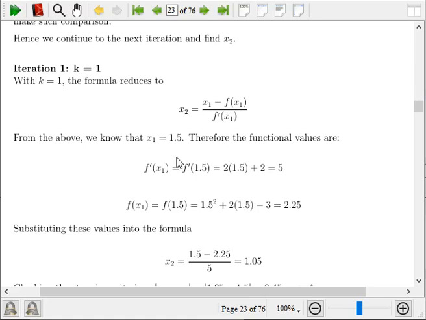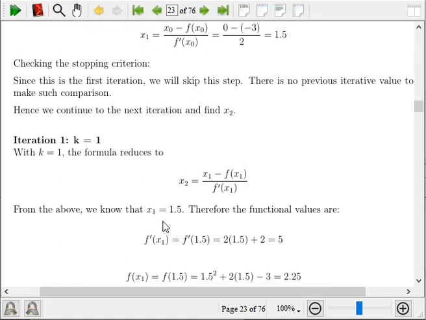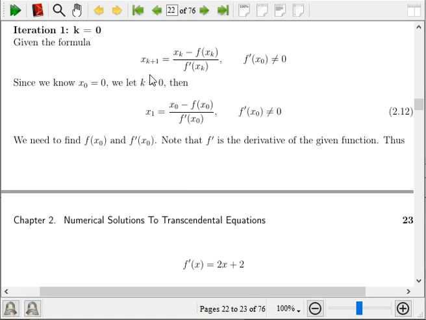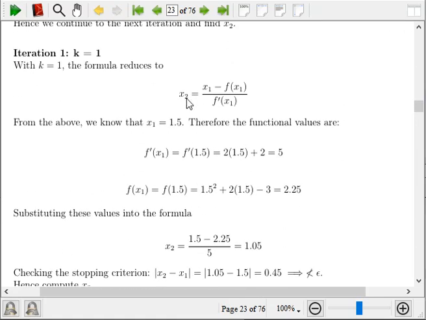So at this point, x1 is 1.5. For k equal to 1, the formula becomes x2 equals x1 minus f over f prime, with respect to x1. x1 is 1.5, and we put that into the derivative, which we already know. Upon substitution, we get 5, and f is 2.25. So we have 1.5 minus 2.25 over 5. We simplify and get 1.05.